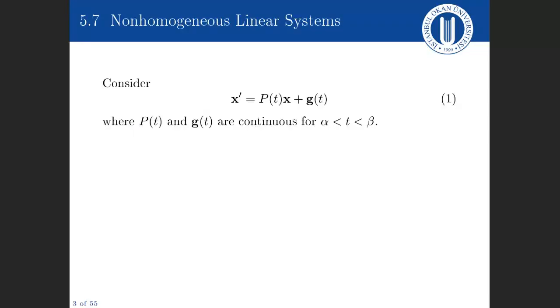This week we're going to be considering the linear system x prime is equal to P(t)x plus g(t), where P(t) is a continuous matrix function and g(t) is a continuous vector function, and they're continuous on some open interval from alpha to beta.